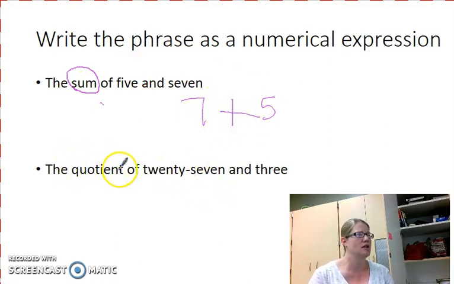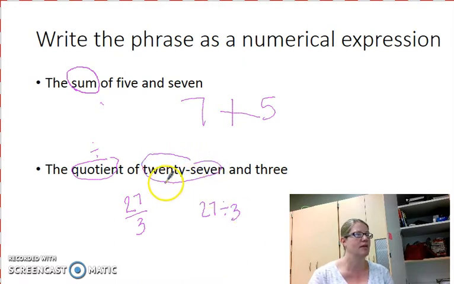The quotient, remember quotient, that is the division problem. So the quotient of 27 and 3. That means I'm going to be taking 27 and dividing it by 3. I'm writing it as a quotient. I could have also written 27 divided by 3. This first number goes on the top, or is the one that's going to be divided by the second number, which goes on the bottom.